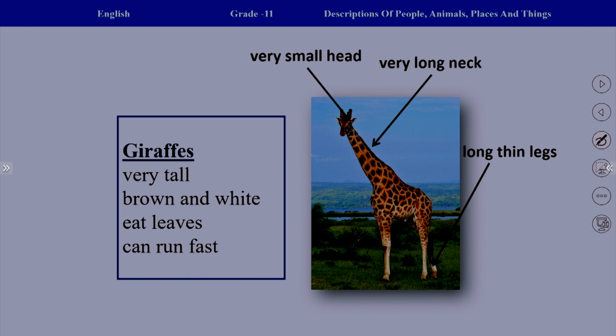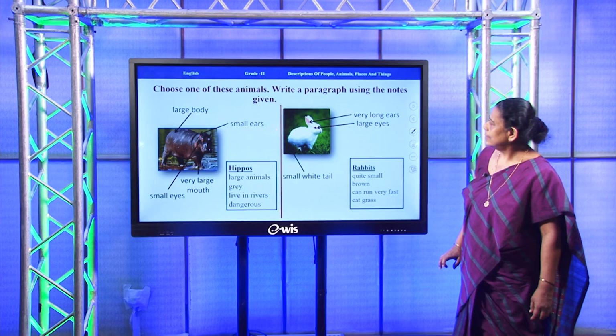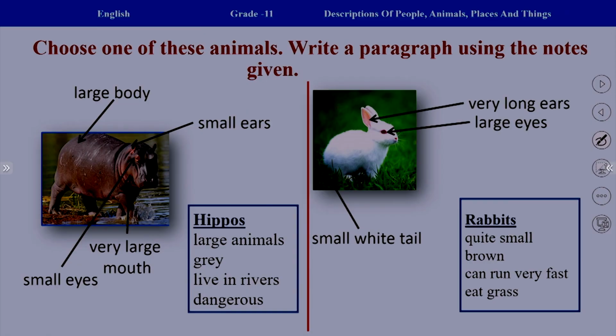Let's have a look at the other pictures. Right. Look at the rabbits. Yes, you can see the picture of a rabbit. Very long ears, large eyes, small white tail. What is given in the box? Quite small, brown, can run very fast, eat grass. Yes? Now let's have a look at hippos.